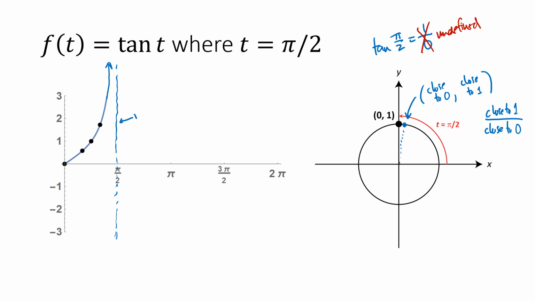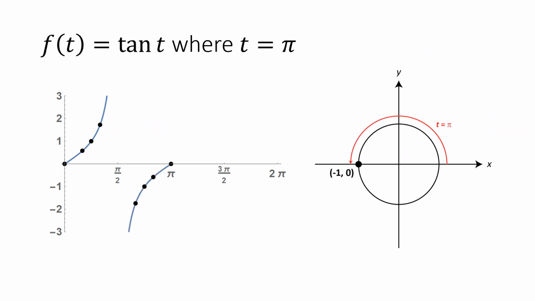So this dashed line that I've drawn here is not actually part of the tangent graph, but it's indicating that the value of the tangent function is going up forever. So the tangent function is not defined at pi over 2, but as we approach pi over 2 from below, the y value goes up forever.